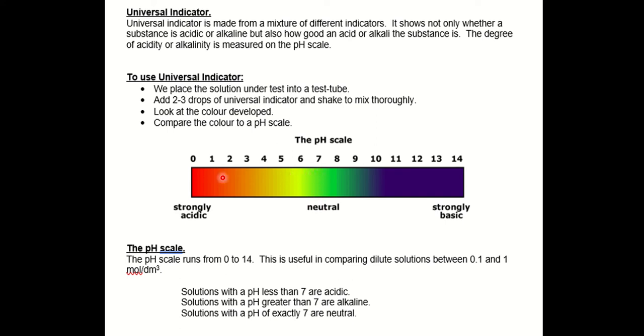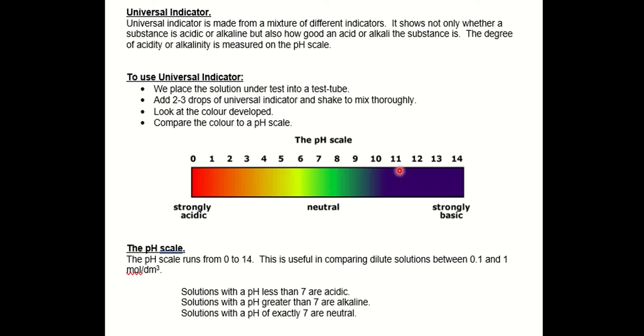If we go this way, lower pHs, these are the acids. And the more down this scale you go, the stronger the acid. So for example, 0, 1 or 2 is considered to be a strong acid. We'll come back to that in a second. And they're at the red end of the colour scheme there. If you've got a weak acid, it tends to be orange or even up to about yellow.